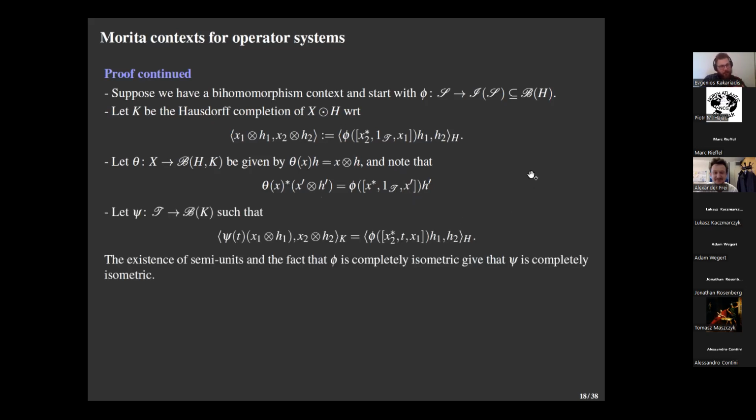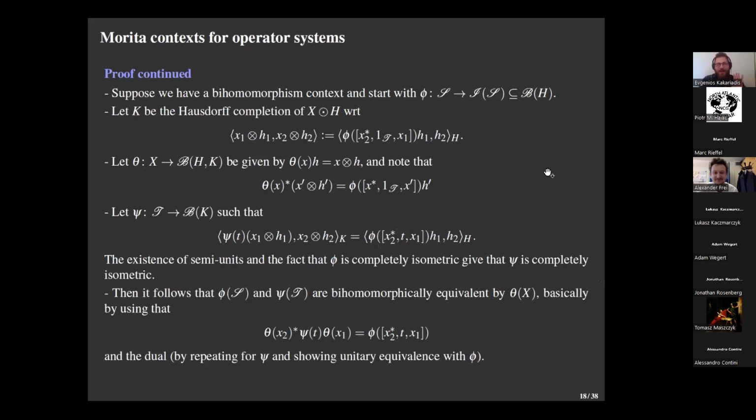Now it takes a little bit more work to induce a representation of T in B of K. The way you do it is by defining psi of T on X1 tensor H1 and X2 tensor H2 to be the only thing you can do. With this piece of data, you take X2 star, because you want to move the adjoint here, and then have T and X1. That is an element in S, and therefore phi of that element can be applied on a vector of H. You do some work, and then the existence of semi-units and the fact that phi is completely isometric gives that psi is completely isometric. But I'm not saying that theta is completely isometric.